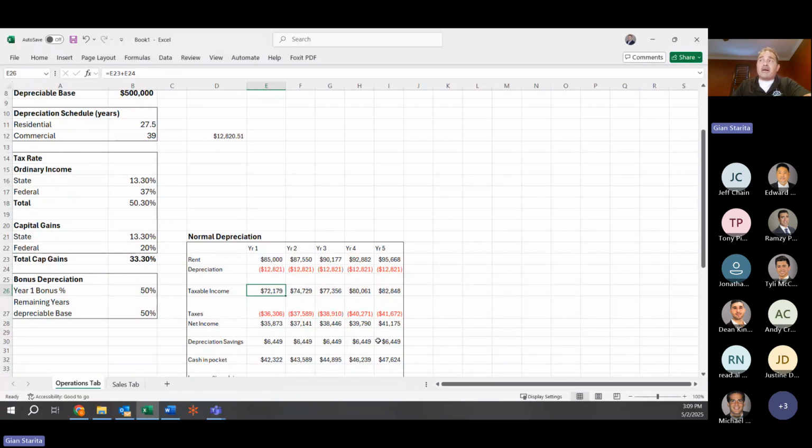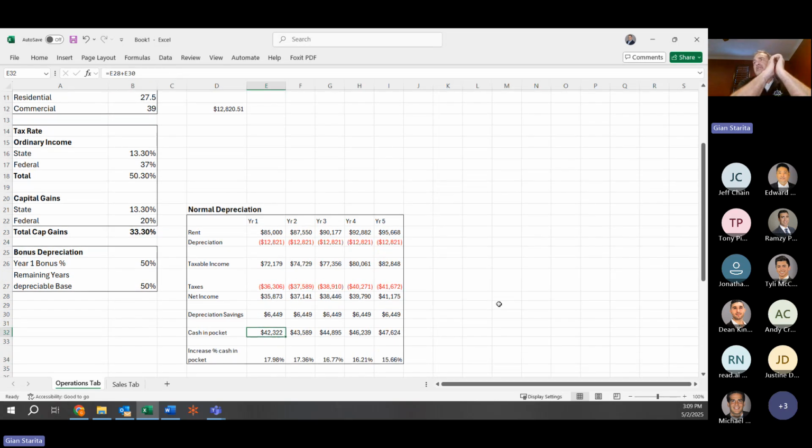My actual cash income in my pocket before taxes is 85, but from the government's point of view, I only made 72,000 and change. I then pay my taxes, and my taxes are on this number. So the taxes are on the 72,000. It's ordinary income, so I'm saying it's at the 50.3. So my net income, which is that taxable income minus my taxes, is 35,000. Then I put back in what I saved from depreciation, another 6,500 bucks. I got cash in pocket, 42,000 and change.